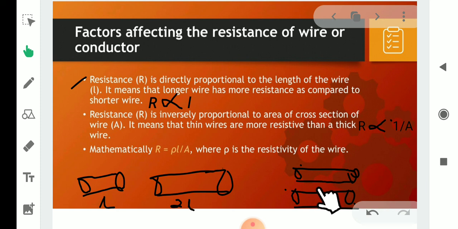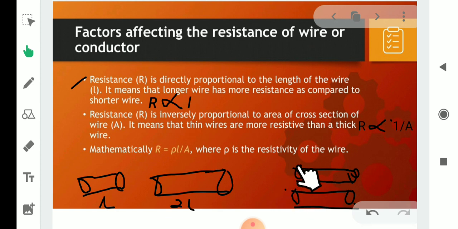So here what happens? Due to the collision here, the electrons are not free to move. But as the area increases, what happens? The electrons can move freely, where there is more space for the movement of electrons.